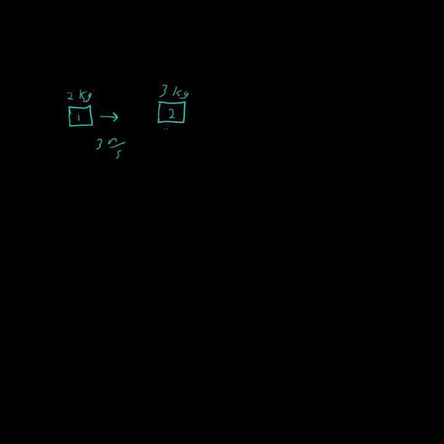If block 2 is going to be stationary, what are the momentums of our blocks? Well, the first block has a momentum of 2 times 3 kilogram meters per second. And again, I'm going to suppress units for the rest of this. So really, 2 times 3, and the momentum of the other block is going to be 3 times 0.